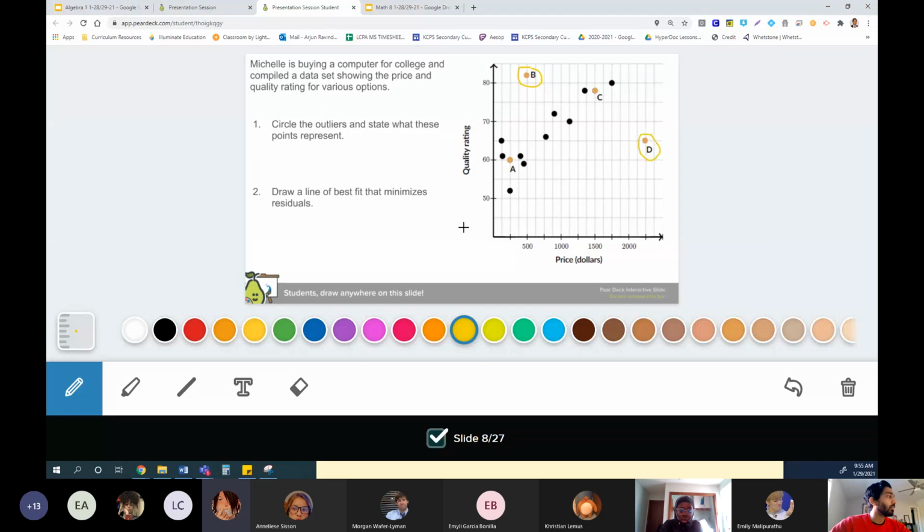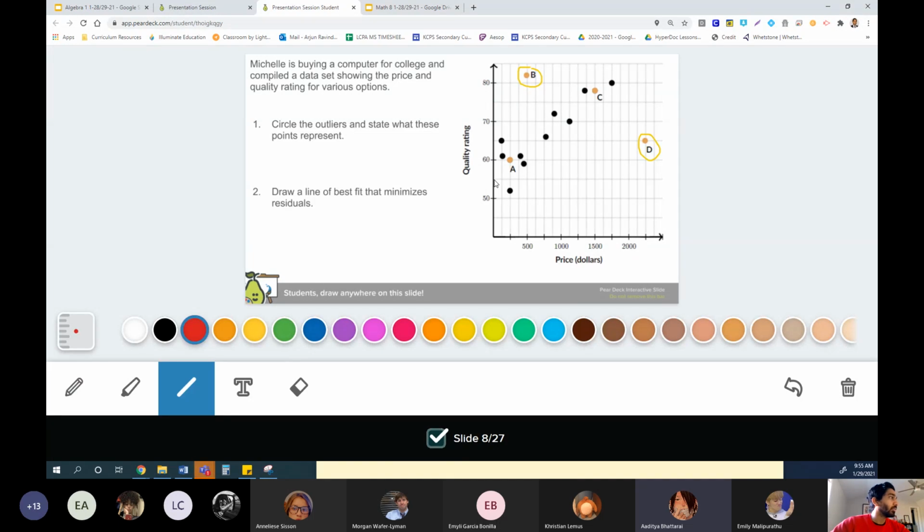The outliers are B and D, because B has a good rating and it is well priced, but D has a lowish rating and it's pricey. Yeah. So if you're Michelle, what are you choosing here before you go to college? B. Absolutely, right? B is a low price but a high rating, whereas D is very expensive and has a pretty medium rating.